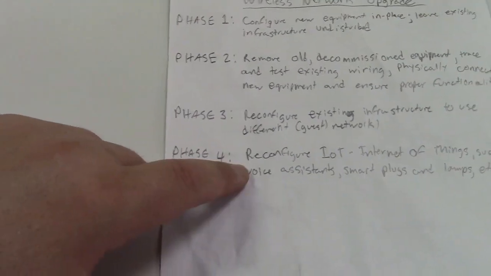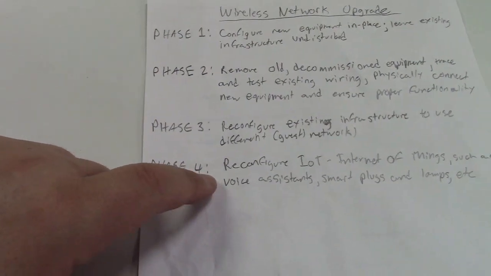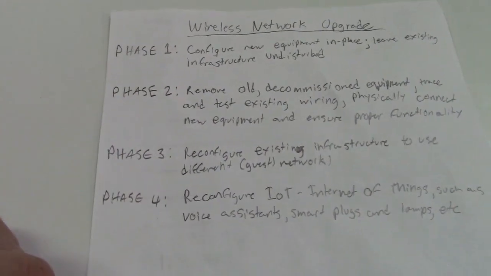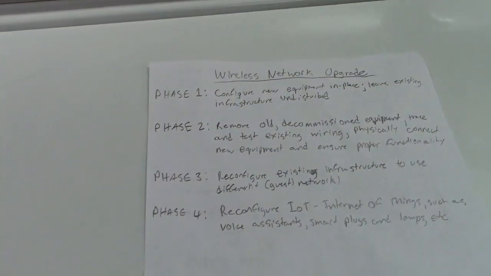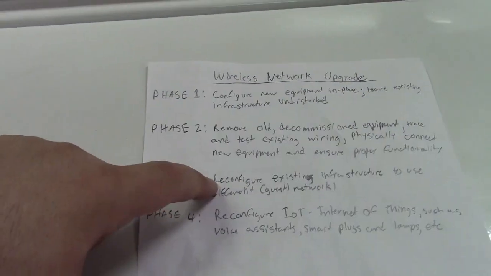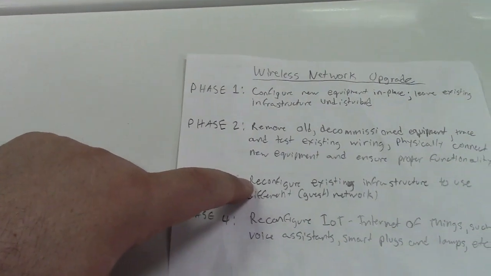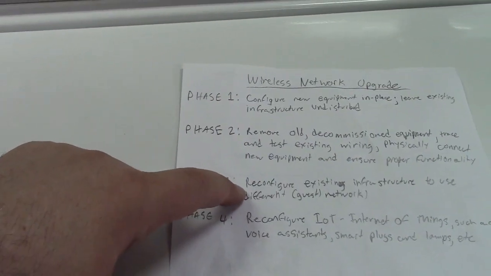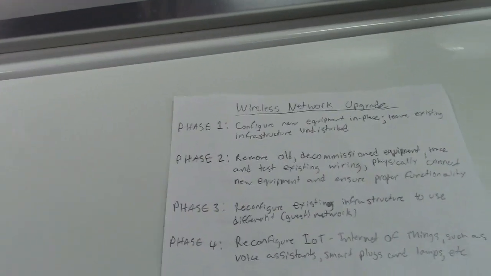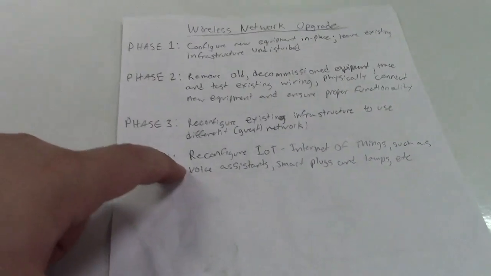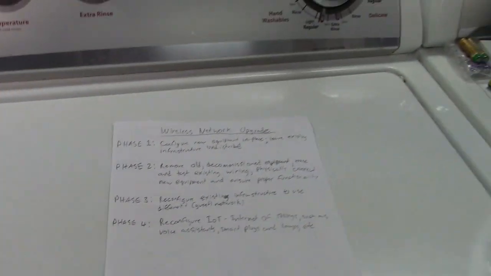The fourth phase is reconfiguring the Internet of Things, the voice assistants, smart plugs and lamps and all that. So really this is going to be a quick one, just resetting up that little China square to broadcast another network, and then we're going to reconnect the IoT to that new network.